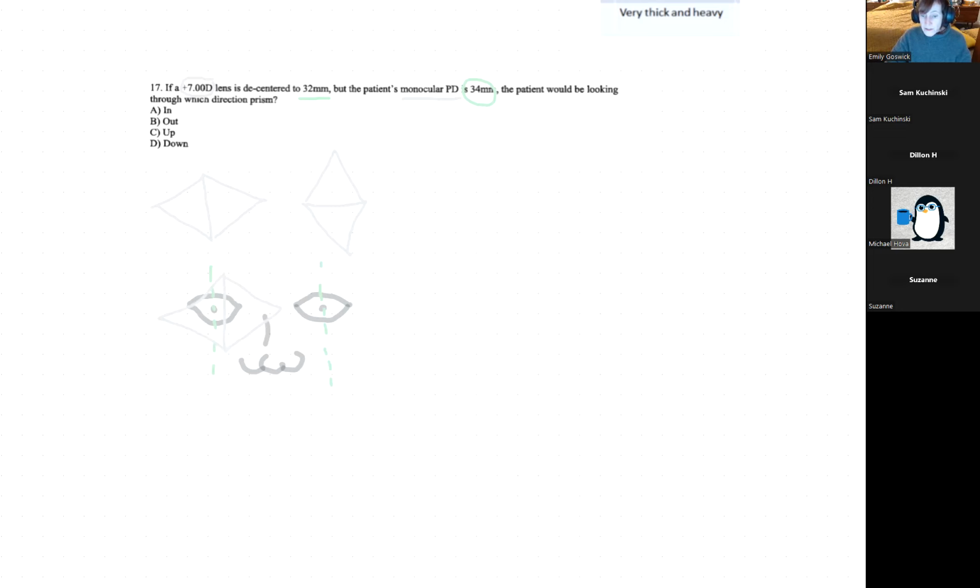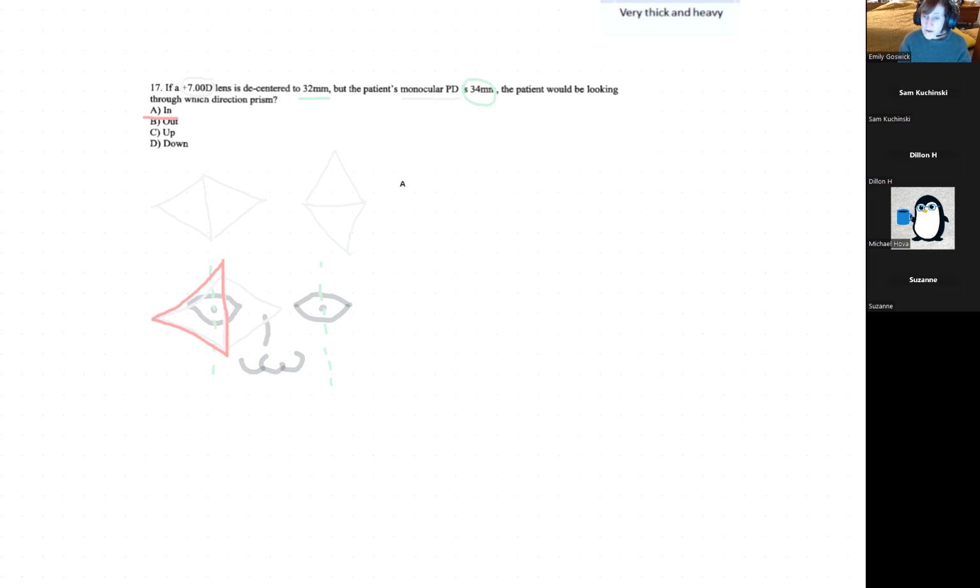So in this case, what we just need to do is say, okay, what's the direction of the base? So the base is here. We're focused on this triangle or this prism here. So in this case, the base is in, right? It's toward the nose. It's not going out towards the temples. So this would be base in prism.